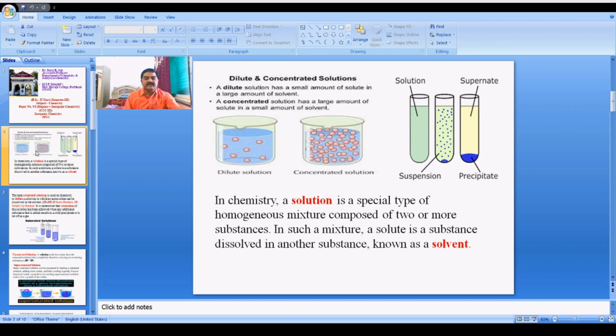In the previous PPT and videos of this topic, we have discussed the introduction and the types of qualitative analysis and definitions, and also a brief discussion of semi-micro qualitative analysis. Today, we will discuss the next important part of this topic.